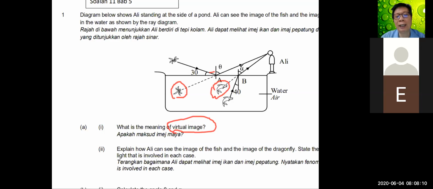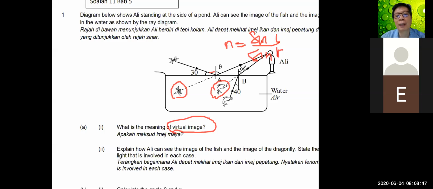To find this angle, you have to use a formula. n equals sin i over sin r. Remember, when you use this formula, the angle on top must always be the bigger angle divided by the smaller angle. Big angle divided by small angle. Then you see the diagram, who is big, who is small.